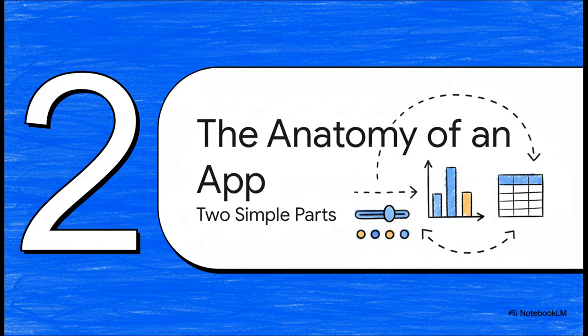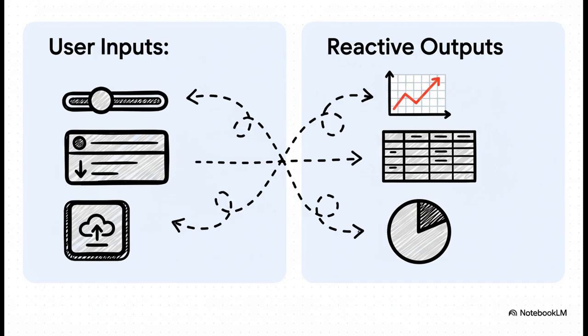So how does it all work under the hood? Well, it turns out any of these interactive apps can be broken down into just two super simple parts. And here's that core structure. It's really this simple. On one side, you've got the user inputs. These are the controls, the drop-downs, the sliders, all the things you can click and change. And on the other side, you've got the reactive outputs. These are the results, like plots and tables that automatically update. That's it, controls and results.